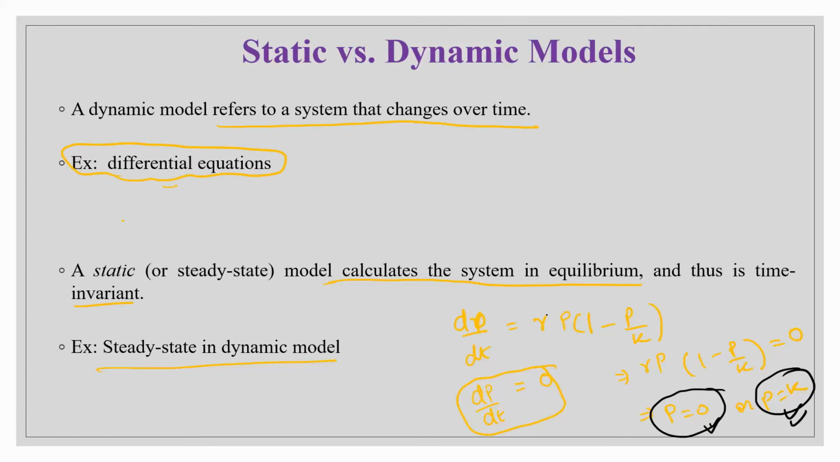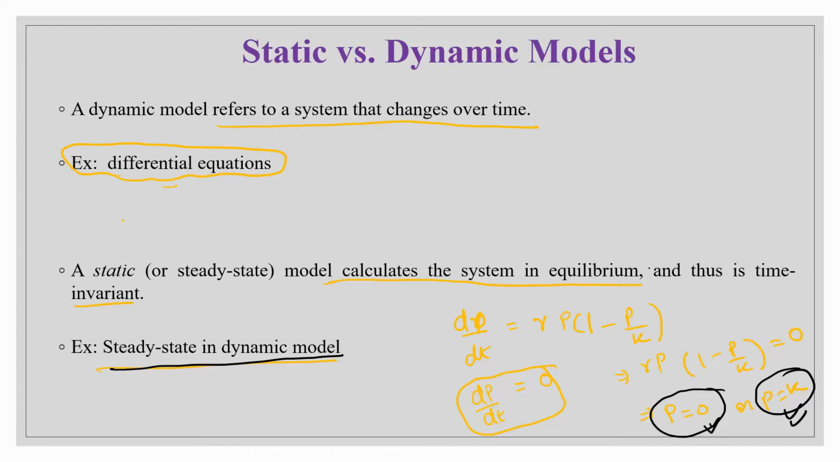That means that it becomes time invariant. If you start with these populations, your system will not change forever. If I start with the initial condition at the carrying capacity, the population will remain equal to K for all future time. Similarly, if we start at P = 0, our population will remain at this position for infinite time. So it becomes time invariant. So this was an example of the steady state in a dynamic model.